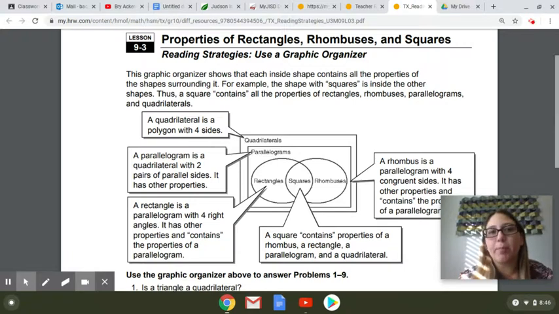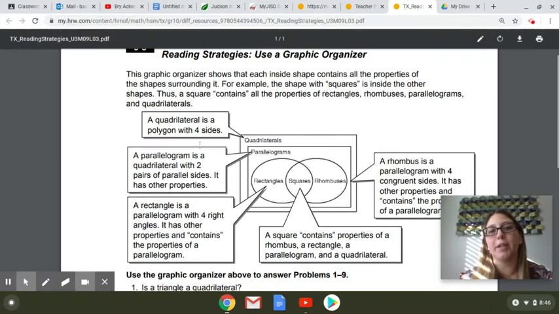Class, back to properties of quadrilaterals. I really liked this graphic organizer because it shows you that quadrilaterals is the big picture. It's a four-sided polygon. And so you'll notice up here that quadrilaterals is the entire box, right? And then within quadrilaterals, we have more specific shapes.